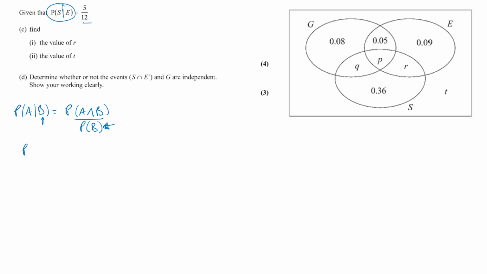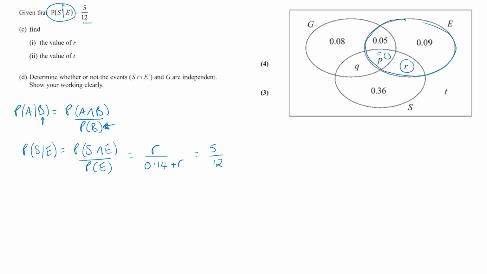So in this question, the probability of S given E, just putting those letters into the formula, is the probability of S intersection E divided by the probability of E. So where does S and E intersect? Well, that is at R. We know that P is 0 from the other part of the question, so this is going to be R divided by the probability of E, and the probability of E is all E's circle, so that is going to be the 0.05 and the 0.09, which comes to 0.14 plus R, and we're told that that is 5/12.